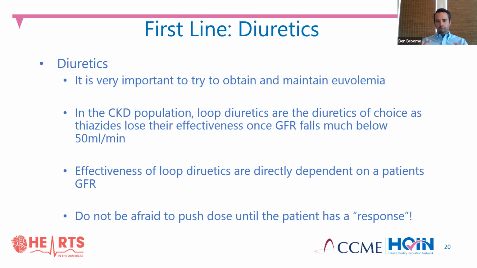I often will go ahead and start with a loop diuretic, Lasix, Bumex, torsemide, whichever one you choose, up to you, but you get more bang for your buck. Okay, the other thing to remember is that the effectiveness of loop diuretics is directly dependent on a patient's GFR. Loop diuretics are interesting in that they are a threshold drug. You've got to get enough of that medicine where it works to have a diuretic effect.